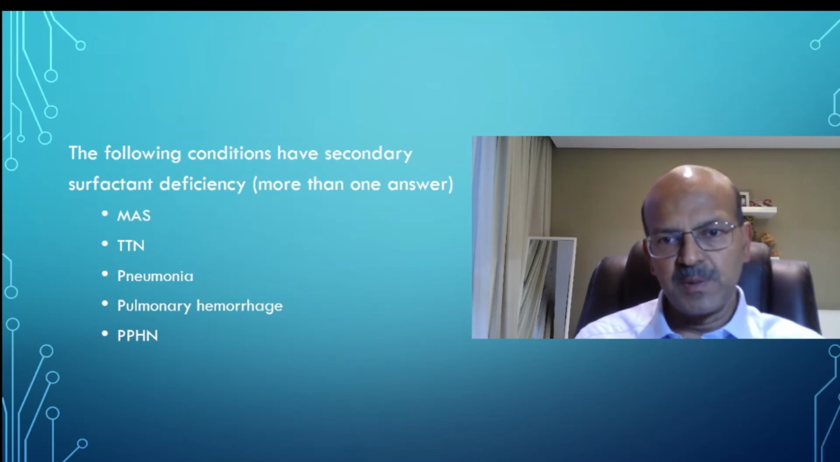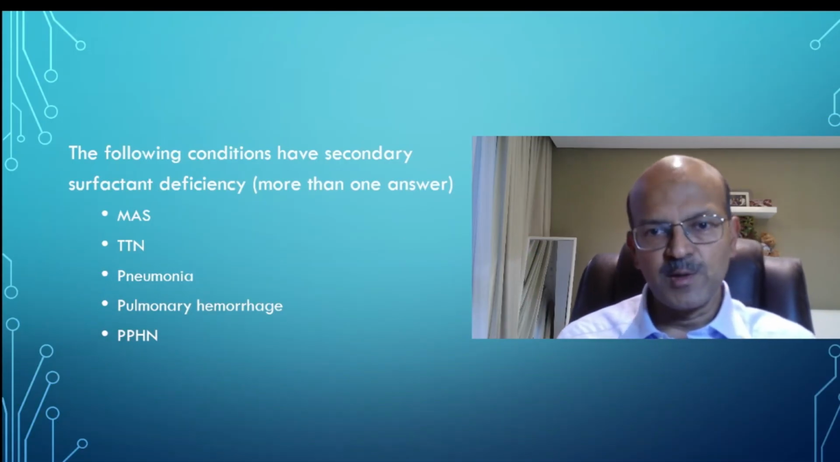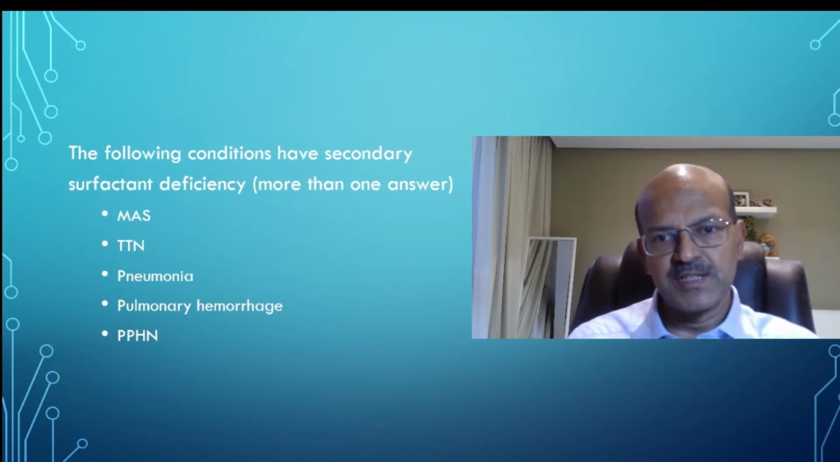If it is idiopathic PPHN or primary PPHN, obviously there is no exudate, no blood or meconium, but when PPHN is associated with any of these above conditions, you might have secondary surfactant deficiency. So the answer for PPHN when it's given on its own is likely to be no. But if you have PPHN with MAS or other conditions, you could have secondary surfactant deficiency. So for the question's sake, we can say meconium, pneumonia, and pulmonary hemorrhage are the right answers.